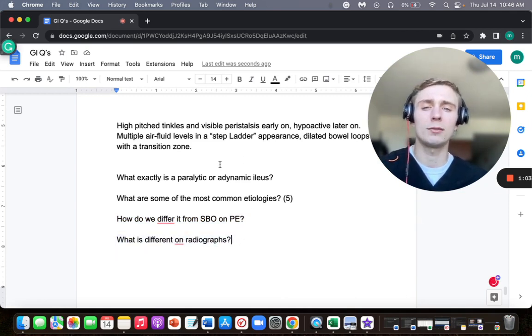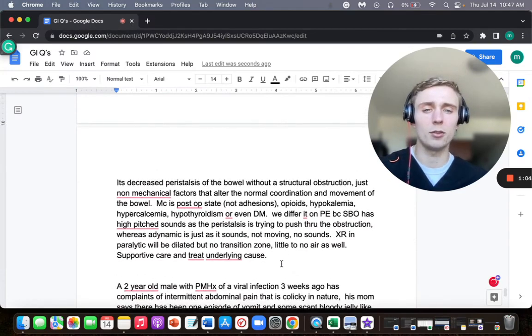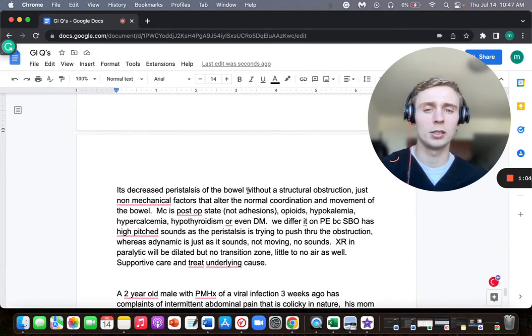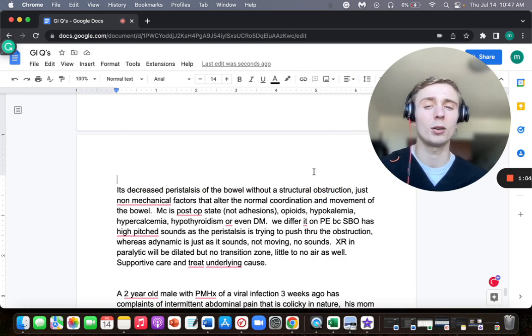So oftentimes you'll have to differentiate between a paralytic adynamic ileus and a small bowel obstruction because they're a little bit similar, but there are a few important things that we can use to differentiate them. So it's decreased peristalsis of the bowel without a structural obstruction. Like we said in SBO, we have those high-pitched tinkles and visible peristaltic movements early on to try to push through that obstruction. But here we don't have an actual physical obstruction. So it's decreased peristalsis without structural obstruction, which can help you give an idea of what would actually cause this.